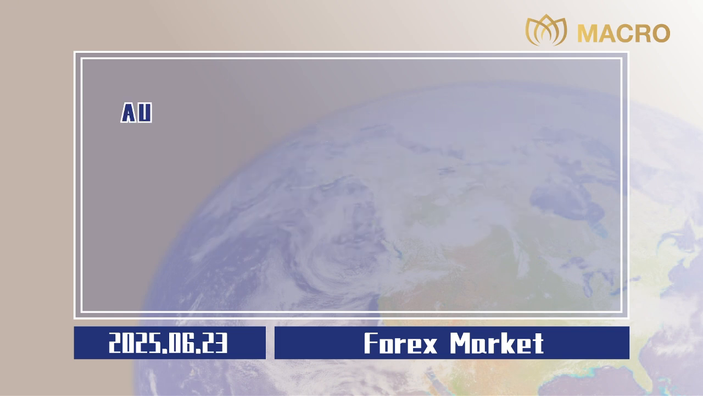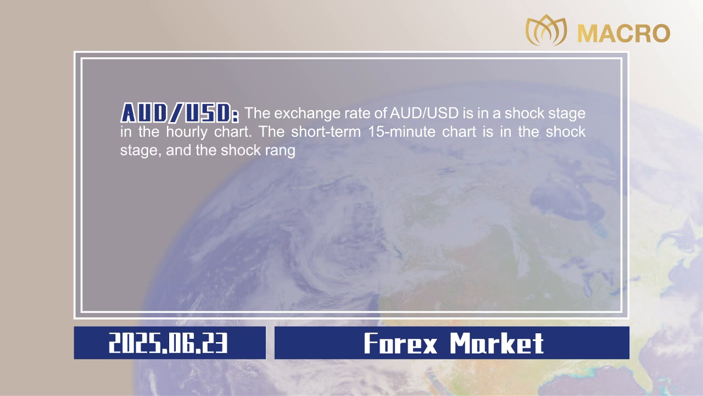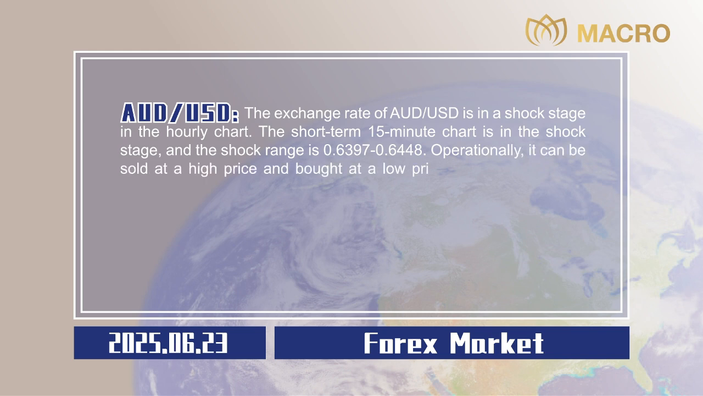Australian dollar to US dollar. The exchange rate of Australian dollar to US dollar is in a shock stage in the hourly chart. The short-term 15-minute chart is in the shock stage, and the shock range is 0.6397 to 0.6448. Operationally, it can be sold at a high price and bought at a low price in this range.